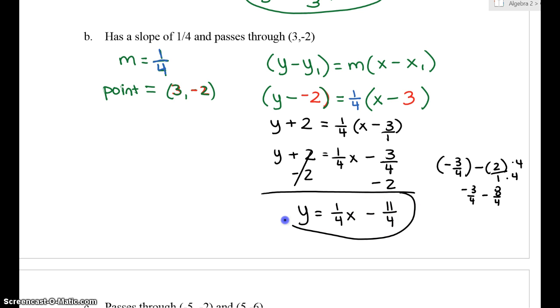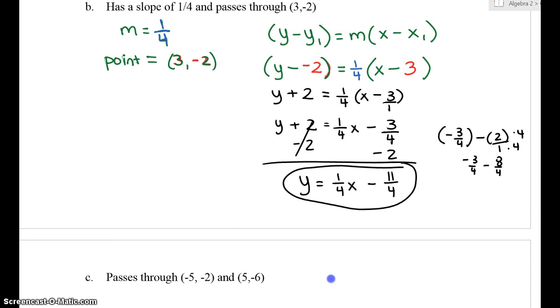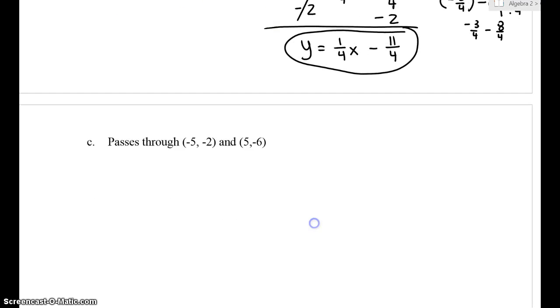So this is what we are looking at. You could have also done that on the calculator if you're not comfortable with fractions, but I think you'll be okay. It's not so bad after all. Well, here's our equation in slope-intercept form. Well done. Great job.